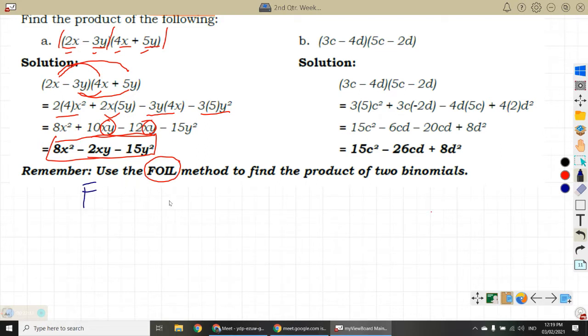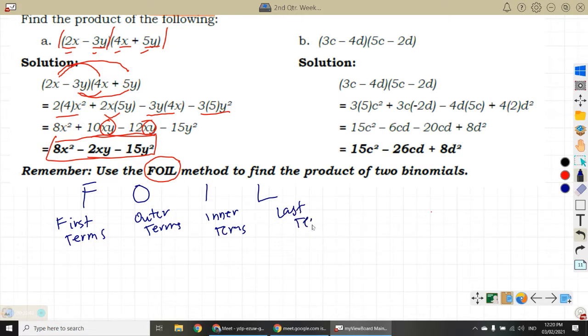FOIL means F-O-I-L. Okay, F means the first term, first terms of both binomials. And then we have the outer terms, and then we have the inner terms, and the last terms. Kaya tinawag na FOIL method. So using that FOIL method, let us see 2x minus 3y times 4x plus 5y.